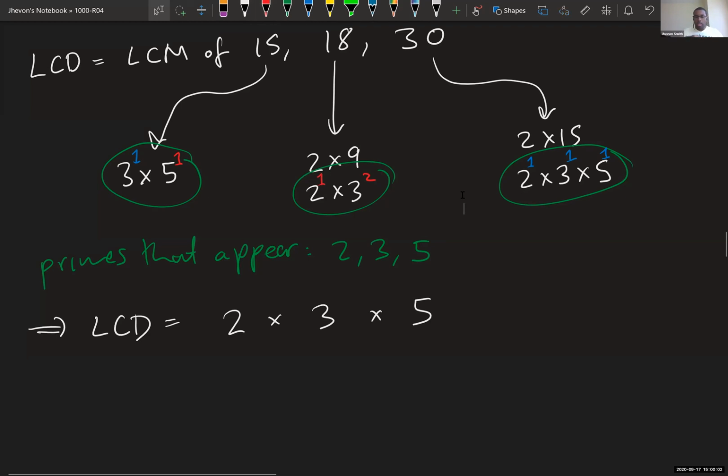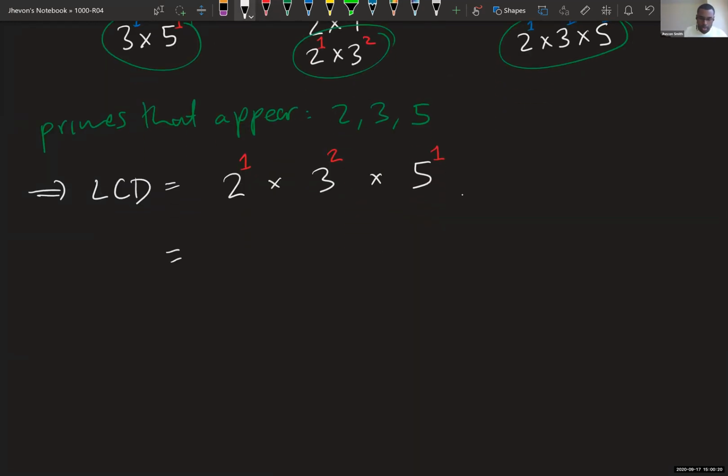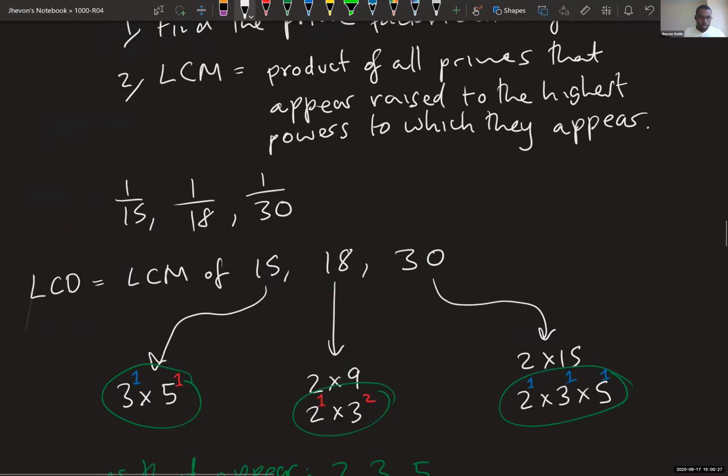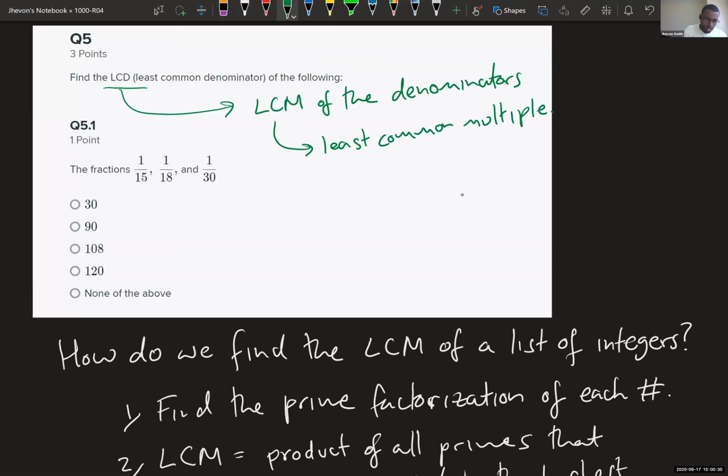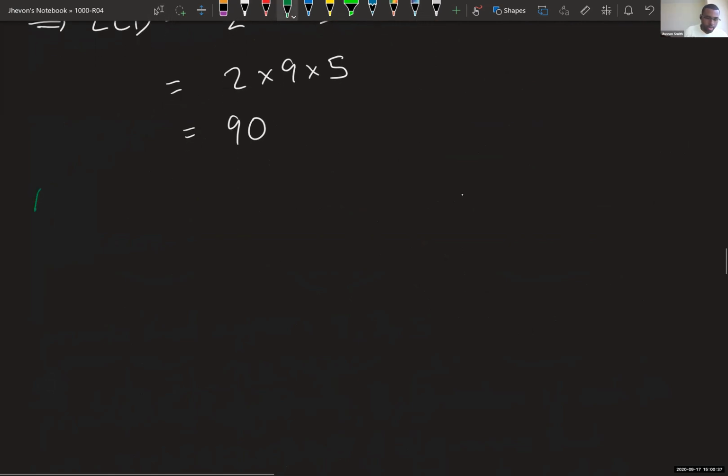So I just look at all the lists that I have, and I'm going to pick out the largest powers. The highest power for the 3 is 2. The highest power for the 2 that appeared is 1. The highest power for the 5 that appeared is 1. So this just becomes 2 times 9 times 5, which is 90. So that's the LCD.